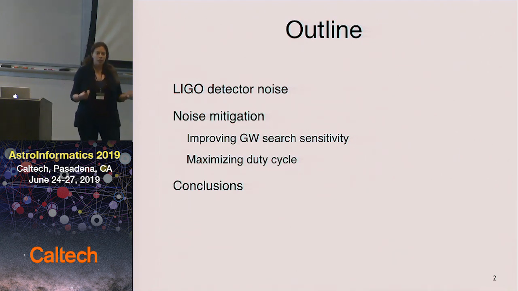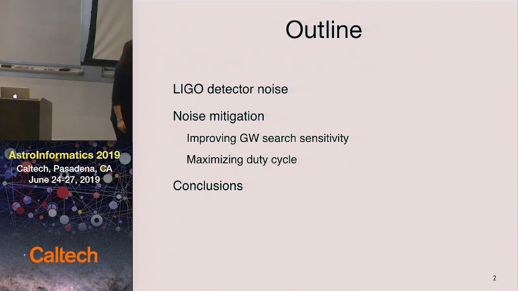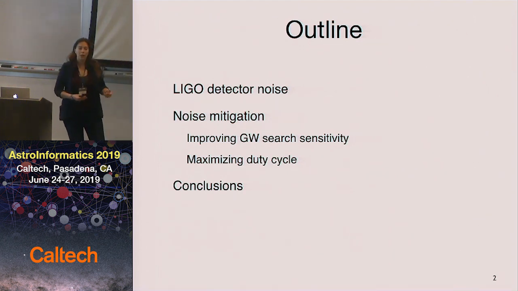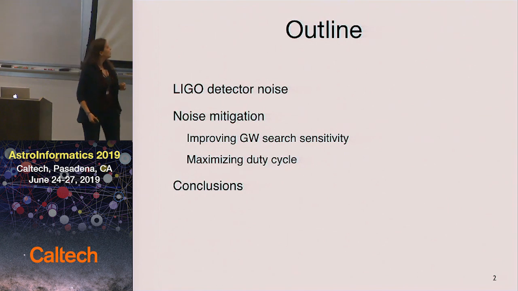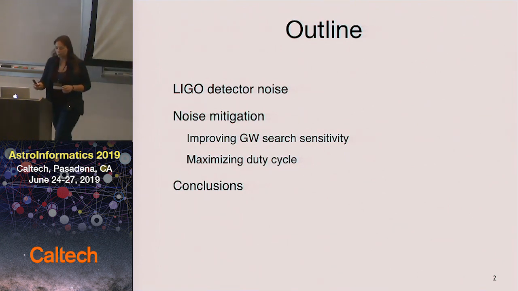And there are two different key perspectives that I want to cover in this talk in terms of LIGO detector noise. So the first is, how do we improve the sensitivity of our astrophysical searches, particularly to sources of noise that can mimic or otherwise cloud our true astrophysical signals, so transient noise. And then also, a second goal is maximizing the duty cycle. So we'll understand a lot more about why that's important and what we can do about it when we take a tour of the detectors. And then we'll finish with some conclusions.